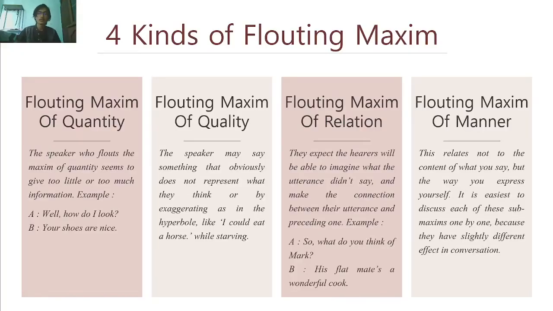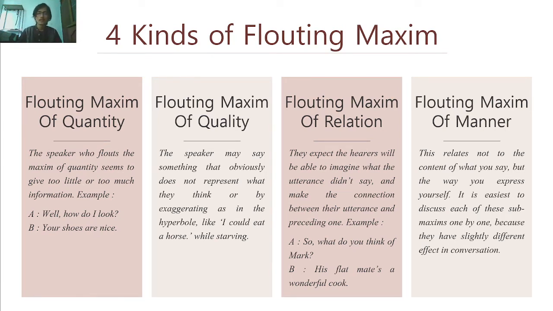Okay, my name is Faqih Auliaurrohman, and for the next material, I will explain about floating maxim. So in floating maxim, when someone floats a maxim, he blatantly fails to follow it. He aims to communicate something precisely by making it very obvious that he has chosen not to follow the cooperative principle, and trusting that his audience will draw the intended conclusion.